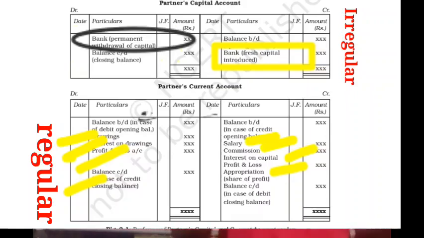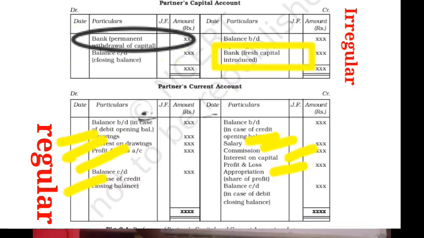Okay, sir. Sir, what about brought down? If it is given as a credit balance, we will write it in the credit side, brought down. If in the question it is given as a debit balance, we will write it in the debit side. Sir, how can we know if it will be debit? Otherwise, if nothing is written, just assume it as a credit one. Okay, sir. So this is the current account.